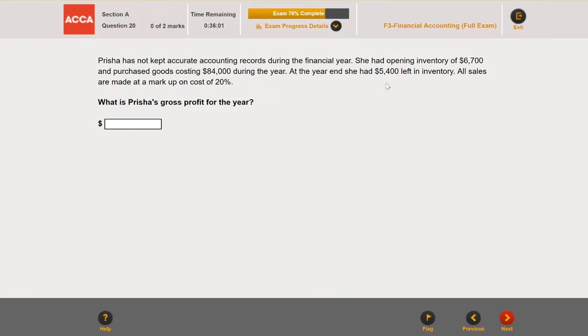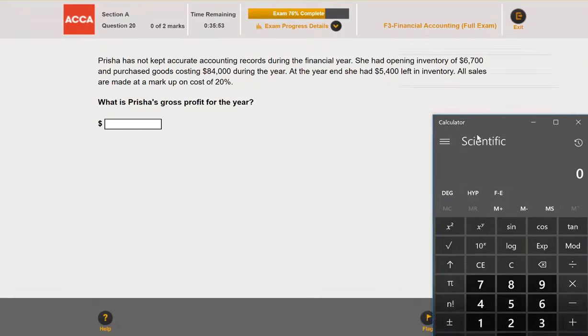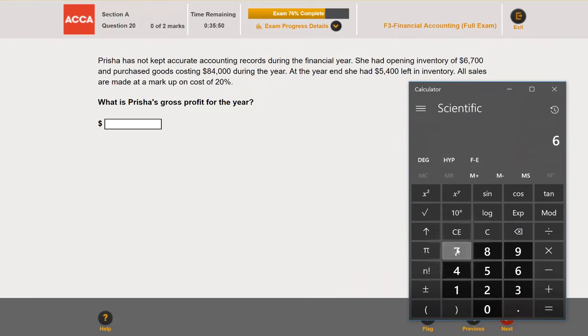So first we have to find the cost of sales. So cost of sales is opening inventory, which is 6,700, plus the purchases, which is 84,000, and minus the closing inventory. So it gives us cost of sales. So this is a markup. So markup is a percentage on cost. We can directly multiply that by 0.20. It will give us profit, which is 17,060.